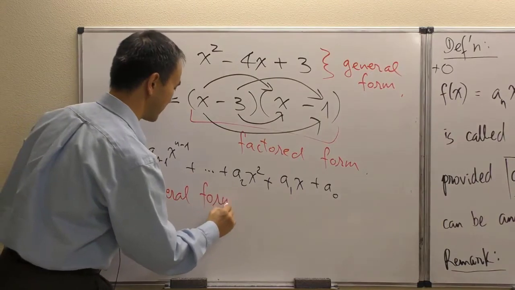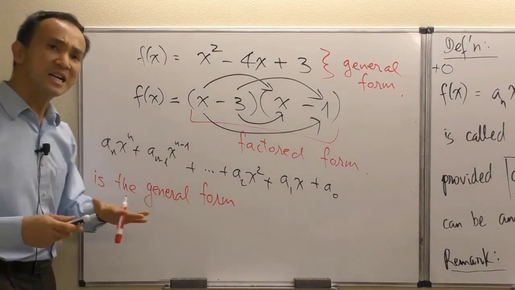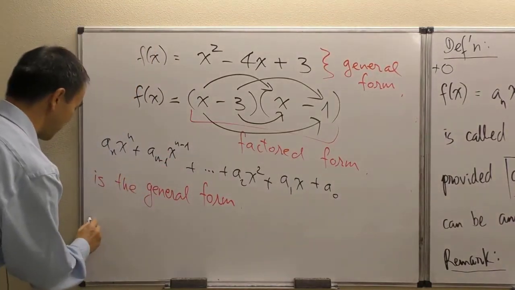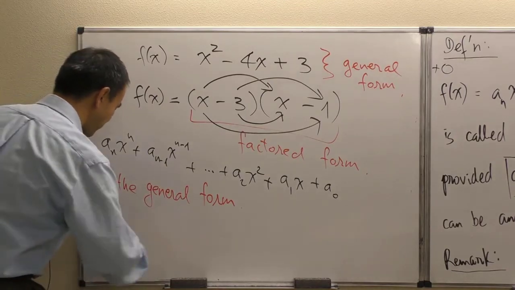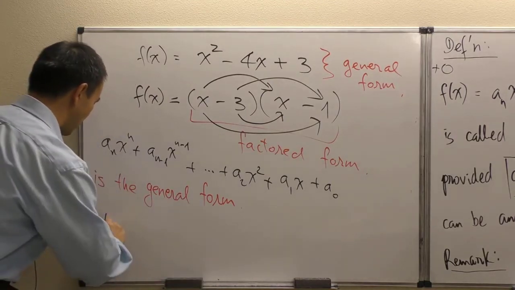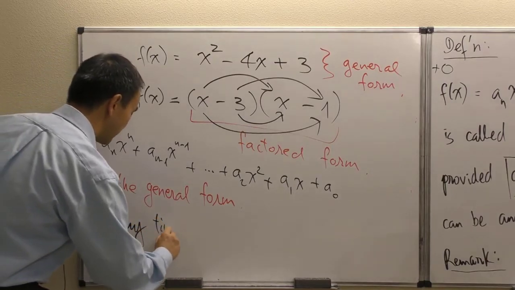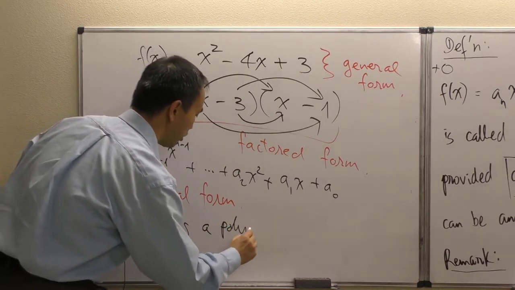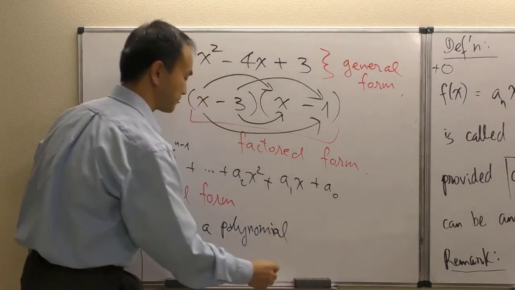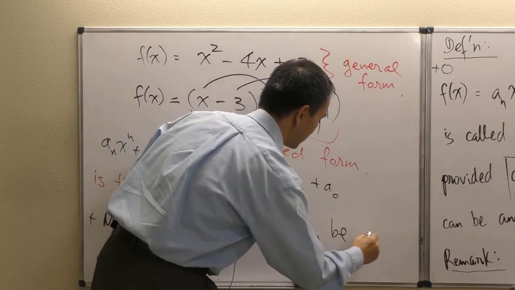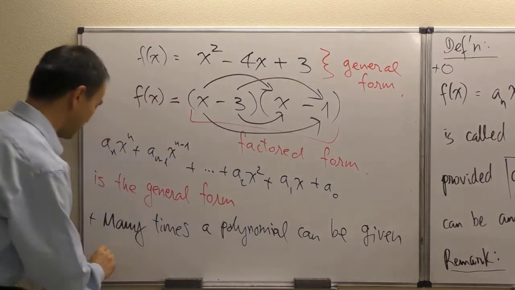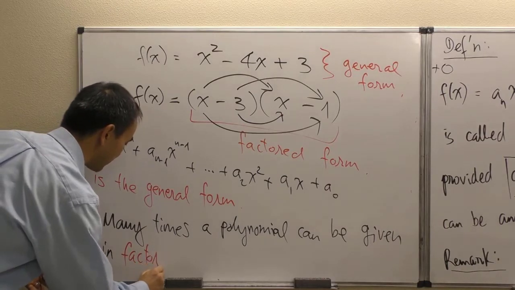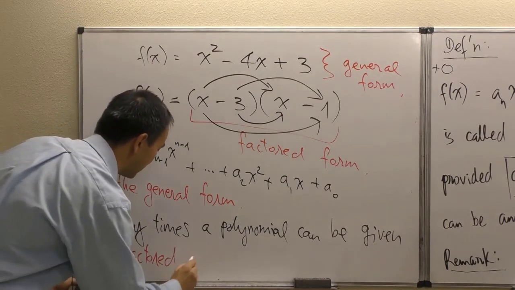General form. Okay? But now another way of saying, a lot of times, and I only say a lot of times. Okay? But now we can make a note of this. Or a little more precisely, many times, a polynomial can be given in factor form. All right, in factor form.